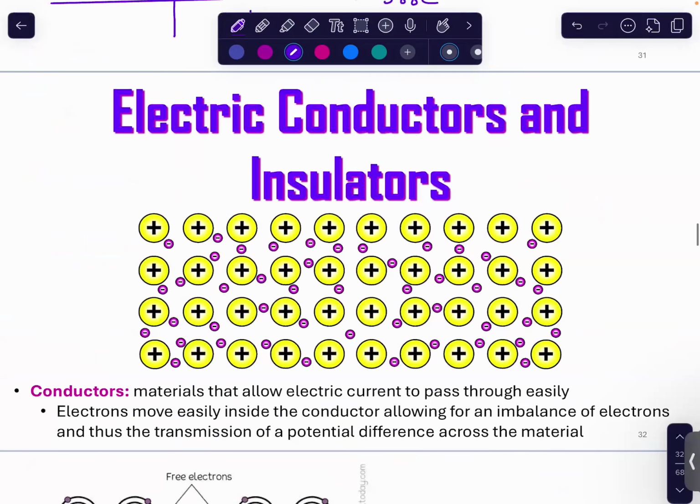Okay, conductors versus insulators. So look here. This is something that I think you remember from chemistry. This is metallic bonding. What do you see there? All of you organic people, what are those electrons doing? Yeah, so they're delocalized. This is metallic bonding.